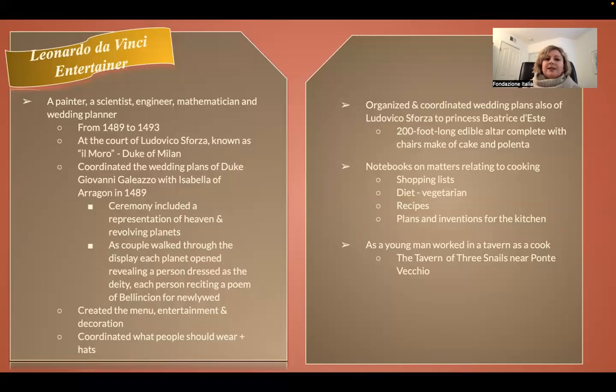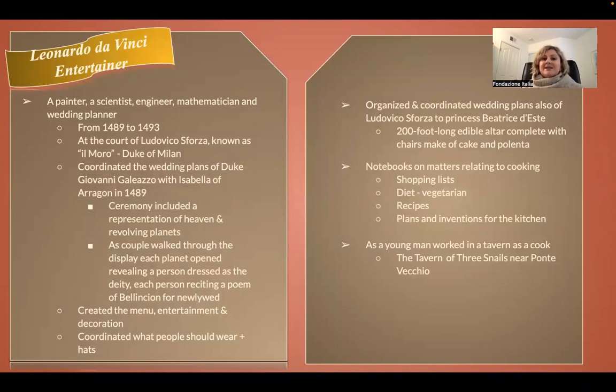So he created a representation of heaven and revolving planets. As the couple walked through this display, each planet would open, revealing a person that would recite a poem. For this wedding, he created the menu, the entertainment and decoration. And he also dictated what people had to wear for this wedding and also designed their hats.